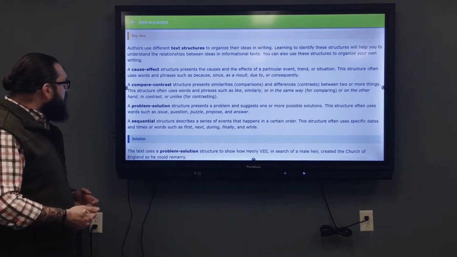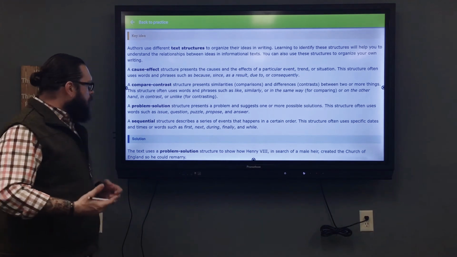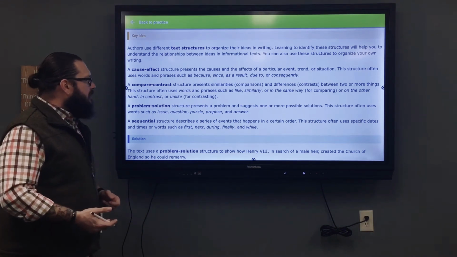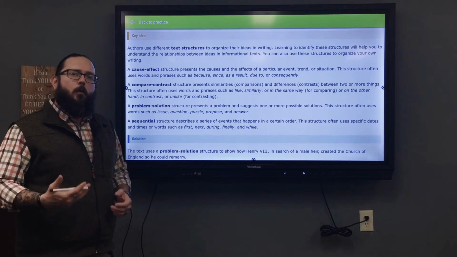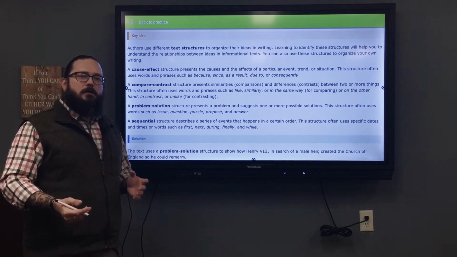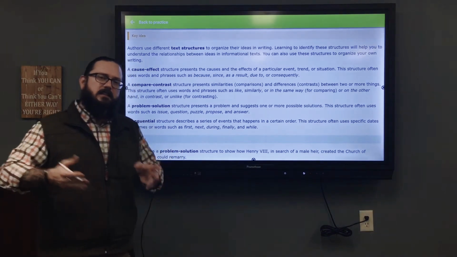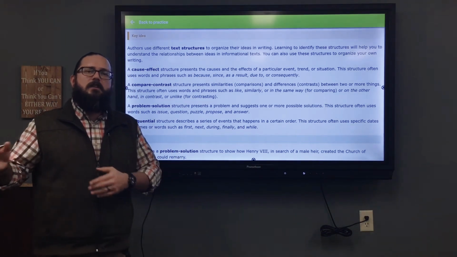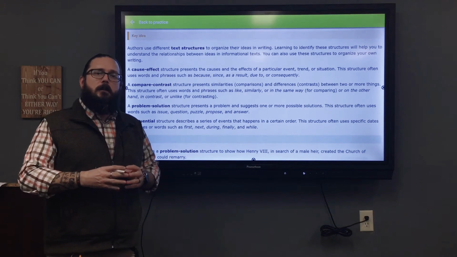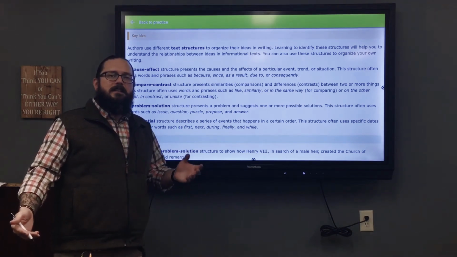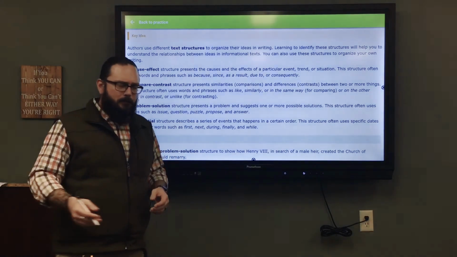And then finally, the sequential structure. What this does is it describes a series of events that happens in a certain order. So when we talk about sequential order, you do this first, and then take this action second, and then you do this third. Or if we're looking at a timeline of events, they are often listed in a specific order.